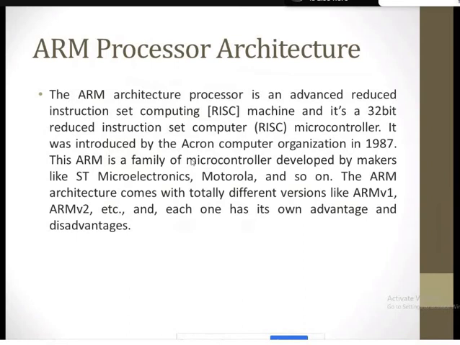ARM processor architecture is an advanced reduced instruction set computing (RISC) machine, and it's a 32-bit reduced instruction set computer or microcontroller. It was introduced by the Acorn Computer Organization in 1987. ARM is a family of microcontrollers developed by makers like ST Microelectronics, Motorola, and so on. The ARM architecture comes with different versions like ARM v1, ARM v2, etc., and each one has its own advantage and disadvantage.